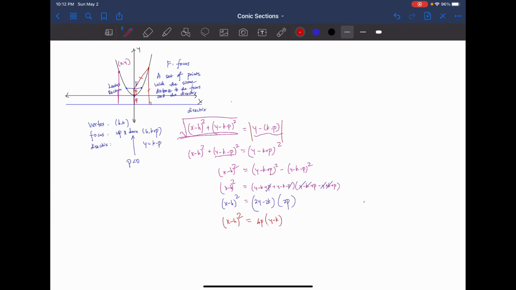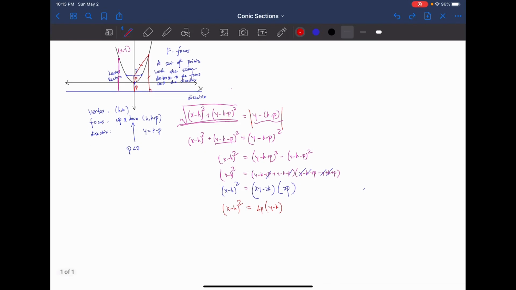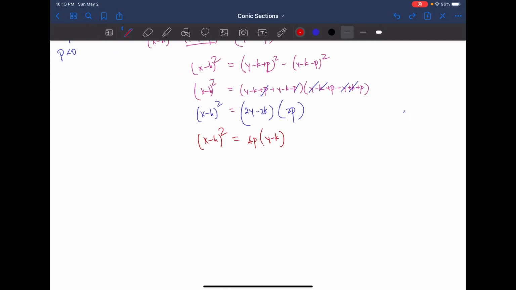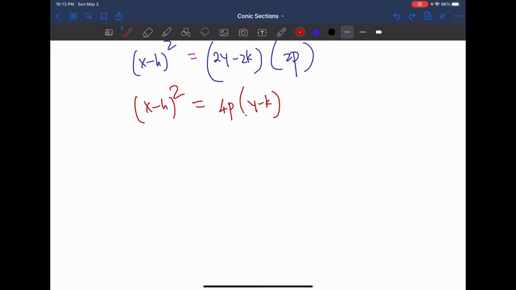That is our equation for the parabola. And of course, the parabola can open right and open left as well. Because they're just going to be inverse functions if it is opening right or left, we can just switch the roles of x and y. But y always follows with k and x always follows with h.